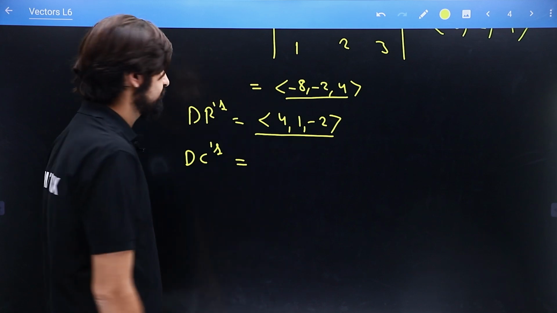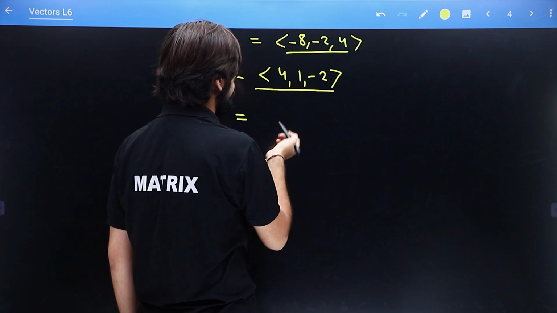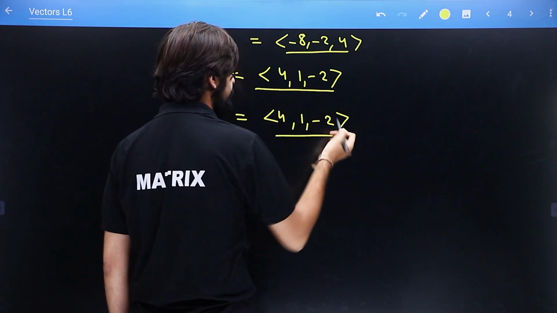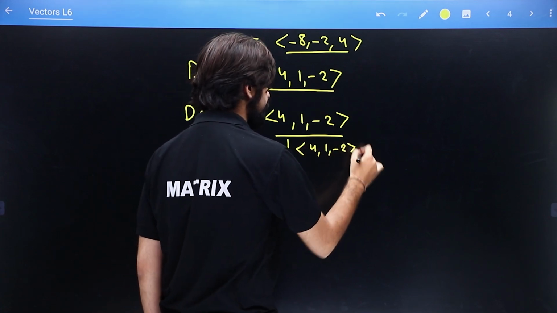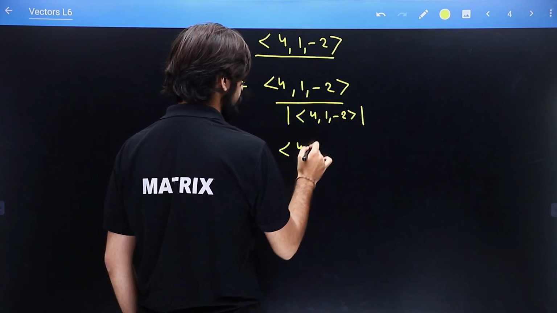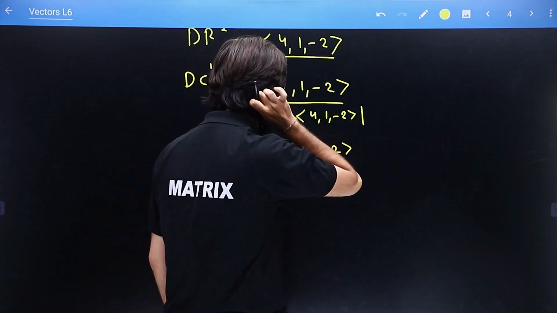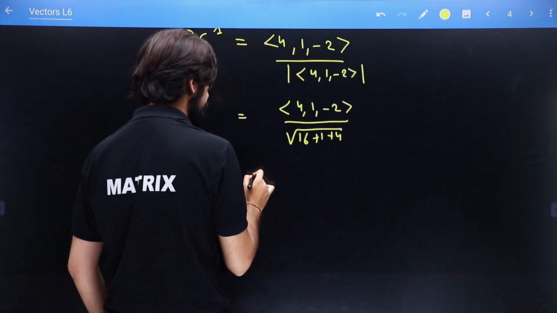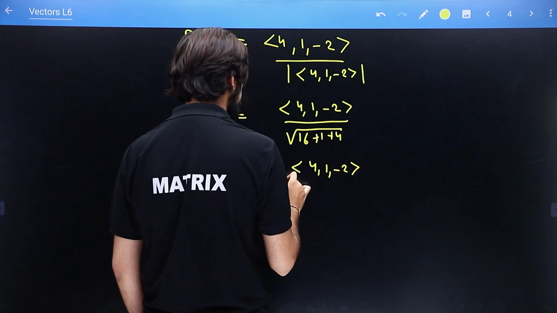You will get the same answer. So what will be the unit vector? The DCs will be (4, 1, -2) divided by the mod of (4, 1, -2). This will be (4, 1, -2) under root of 16 plus 1 plus 4. So that will be given to you as (4, 1, -2) times 1 by root 21.